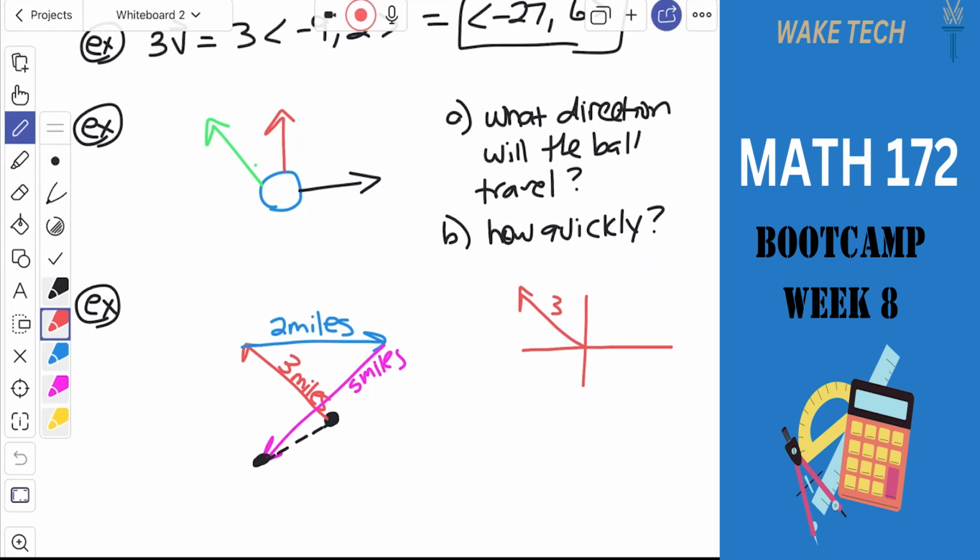Northwest means exactly in the middle of north and west. So exactly in the middle there means that this angle is 45 degrees, the reference angle.